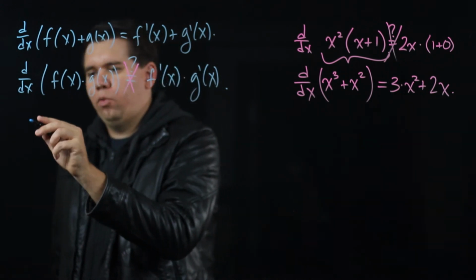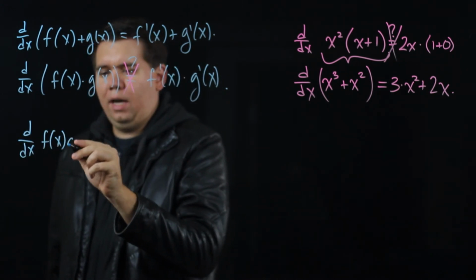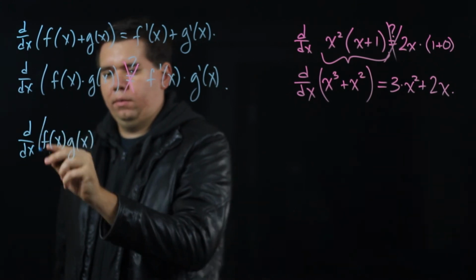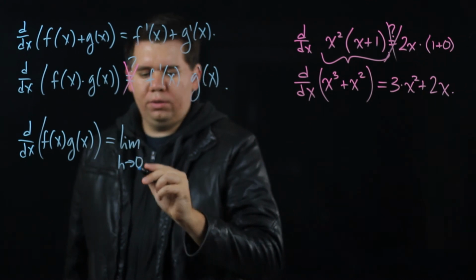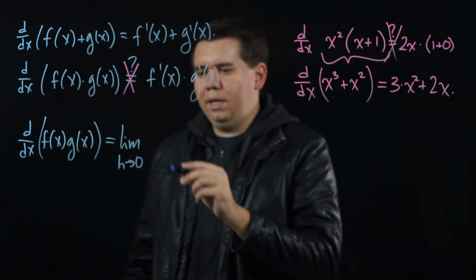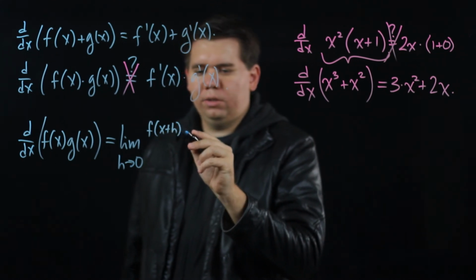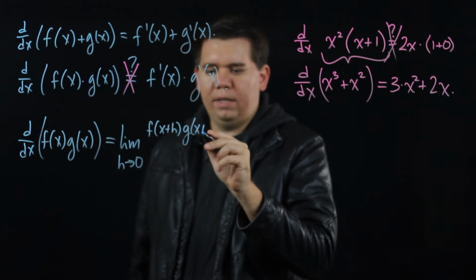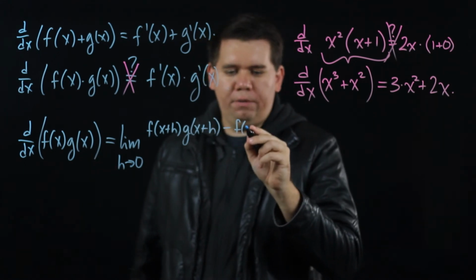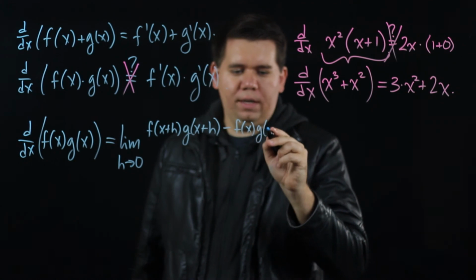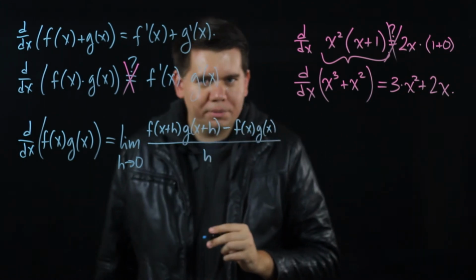In order to figure out how to do this, let's go back to the limit definition of derivative. We'll calculate the derivative of f of x times g of x by taking the limit as h goes to 0 of first plug in x plus h. So you get f of x plus h times g of x plus h minus, plug in just the x, f of x times g of x. And that's all going to be over h.